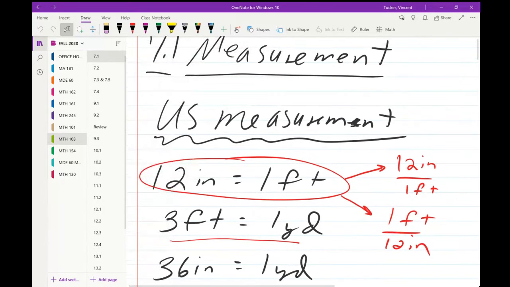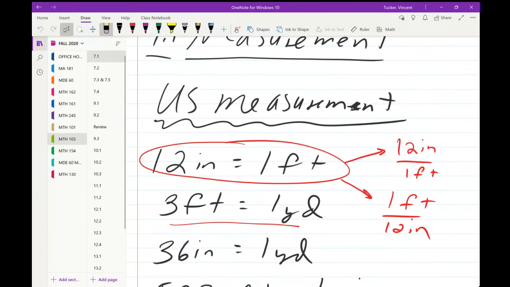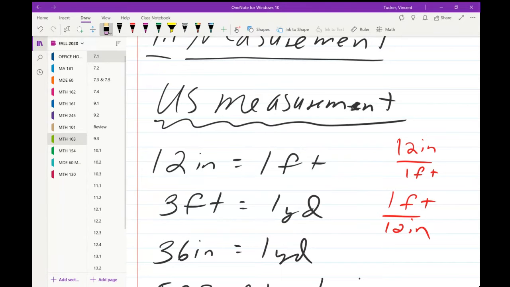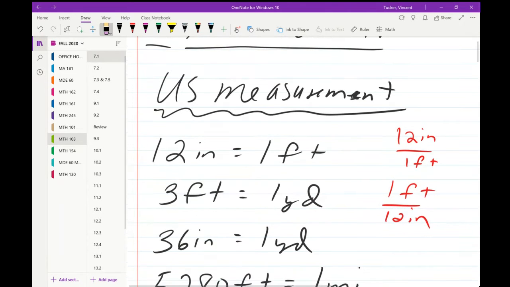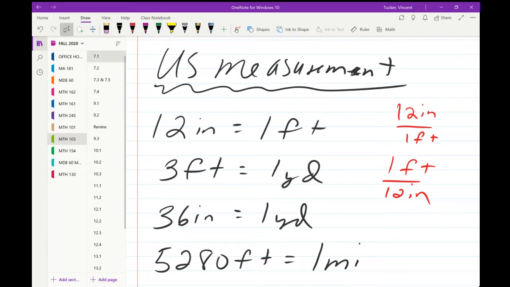All right, so we're going to start with a few measurements. 12 inches is equal to 1 foot. 3 feet is equal to 1 yard. 36 inches equal to 1 yard. 5,280 feet is equal to 1 mile. Of course, these are not all of our measurements, just a few to start us off with.